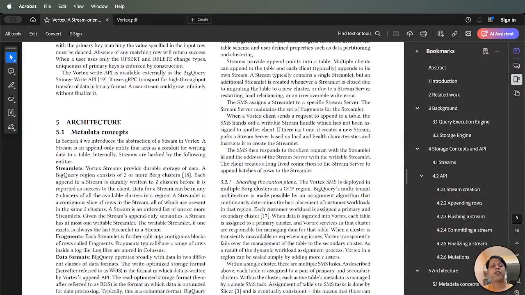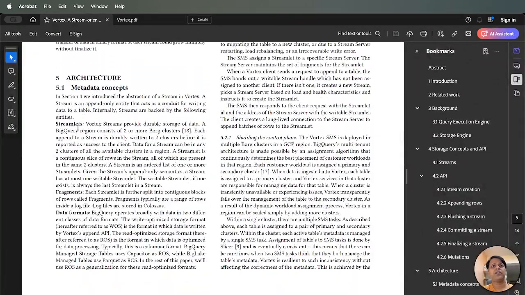Yeah, we talked about streamlets. Multiple streams behind the scenes use streamlets, and they are spread across multiple clusters within BigQuery's compute, across multiple regions and clusters, so that in a distributed manner they can have copies of the data.